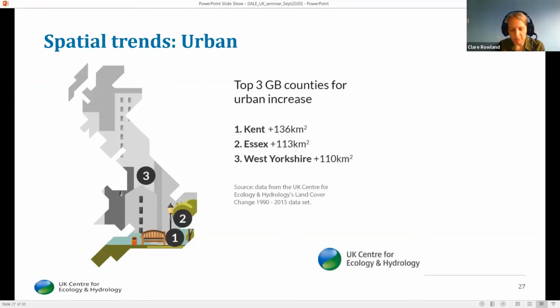We also looked at urbanisation, which is a big trend between 1990 and 2015, both at the UK level and also at the Edinburgh level, or the individual city level. The biggest increases were in Kent and Essex, and then also West Yorkshire. And the total increase in urban was an area about the size of Cornwall.